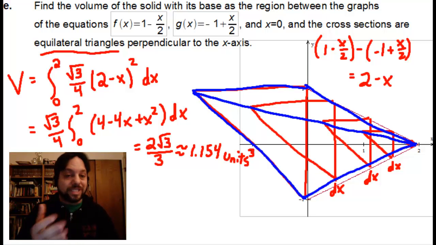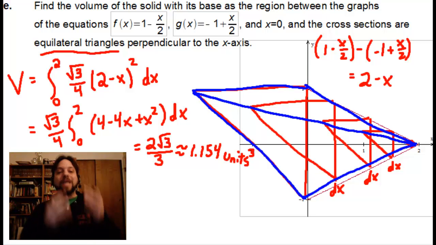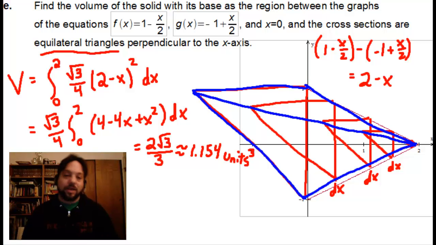Or imagine if we were doing semicircles. What would be the radius of each semicircle? It would just be half of 2 minus x. That would give us the radius. So we could square that, multiply by pi, and integrate, all kinds of good stuff. And that's how you do the volume of a cross-sectional solid.